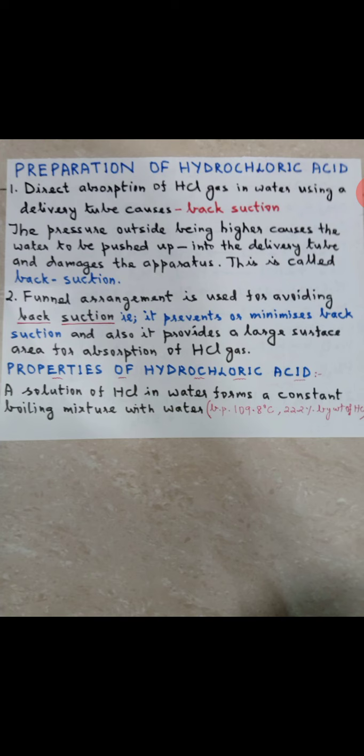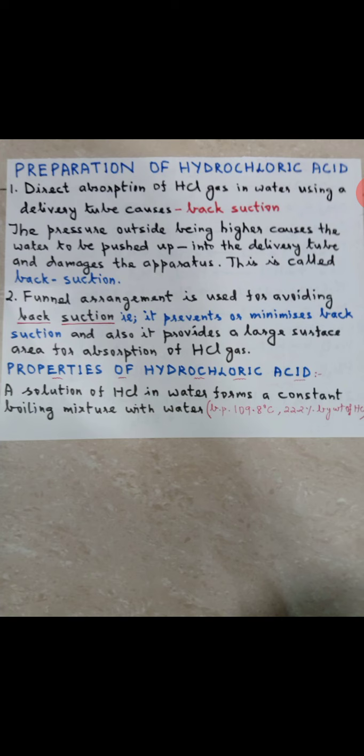Now what is back suction? See that on the screen what I have given you. The pressure outside being higher, the atmospheric pressure, causes the water to be pushed up into the delivery tube and damages the apparatus. This is called back suction. See, when we dip the delivery tube directly into water so that HCl gas directly passes into the water, now remember that HCl is highly soluble in water, we have studied. 452 volumes of HCl is soluble in 1 volume of water.